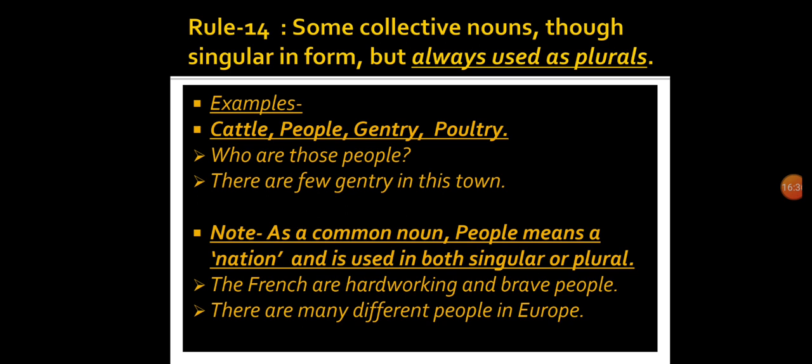You should note here that as a common noun, people means a nation and is used both in singular and plural. See two sentences. The French are hardworking and brave people. Here it is used as nation. There are many different people in Europe.